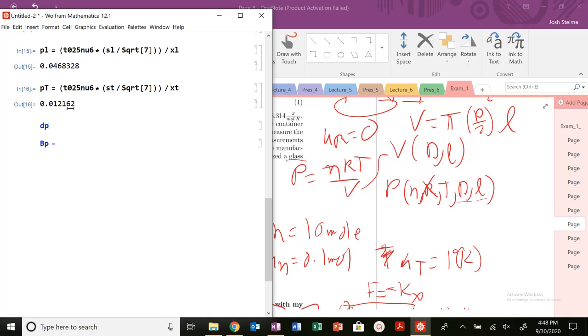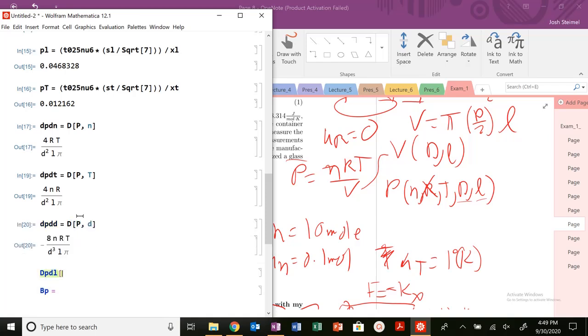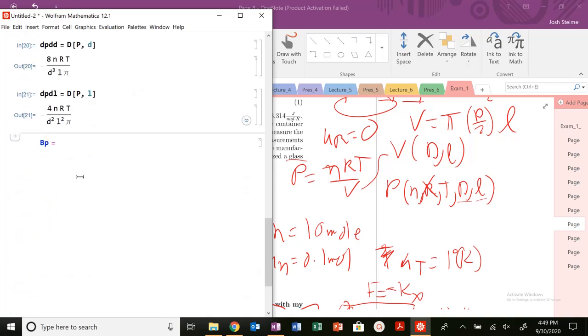So I'm going to do dP dN, which equals the derivative of pressure with respect to N. I'm going to do my dP dT, so I'll keep it lowercase. D pressure with respect to T. Oh, excuse me, not T, capital T. Here, dP dD equals the derivative of pressure with respect to D, and dP dL is the derivative of pressure with respect to L. So I have all my partial derivatives there.